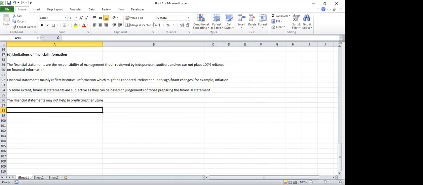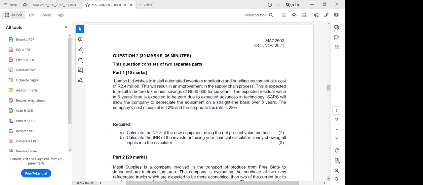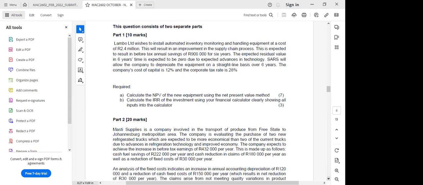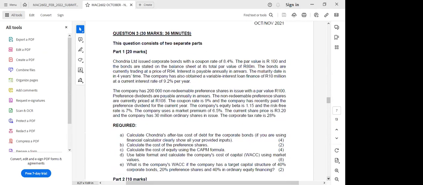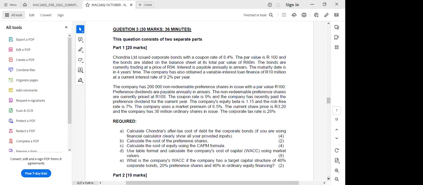Right. So we'll meet on Wednesday at 5, and we'll start on question 2. And I don't think we'll be able to go to question 3. So just look at question 3 also and raise your questions when we meet.